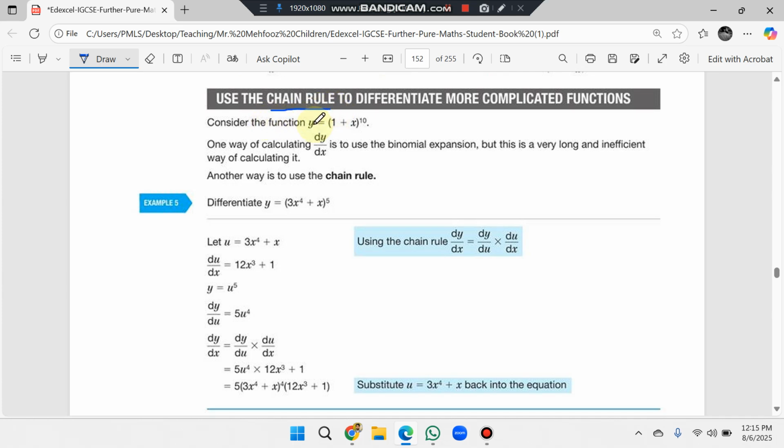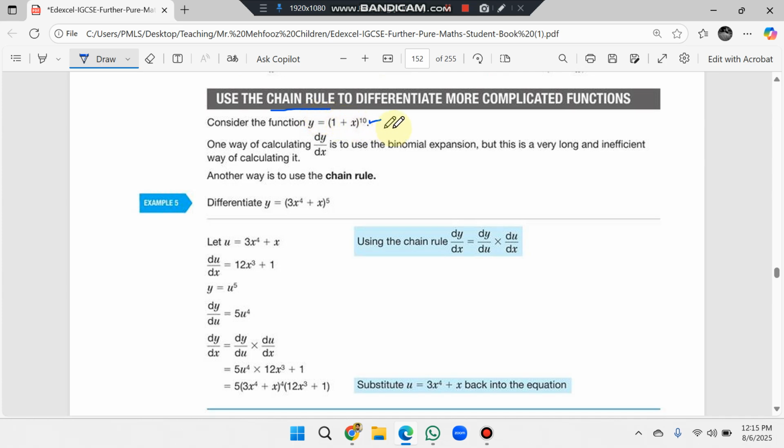Consider the function y equals (1 plus x) raised to the power 10. This is a complicated function. We have to find the derivative of that function. One way of calculating dy by dx is to use the binomial expansion. By using binomial expansion, first of all, we have to expand this expression.